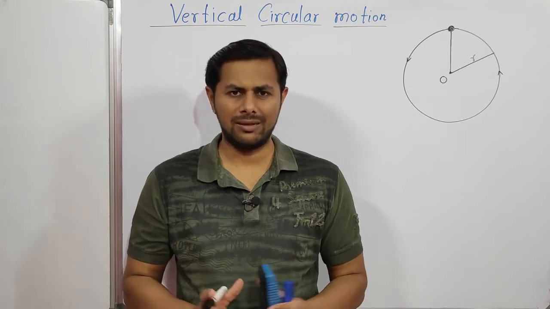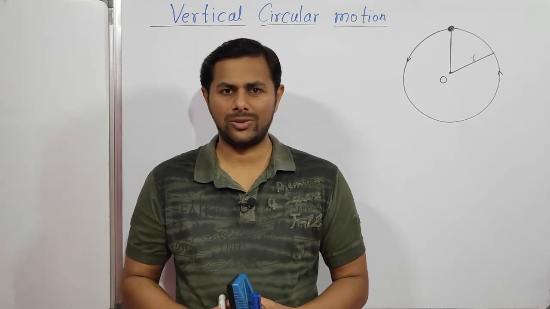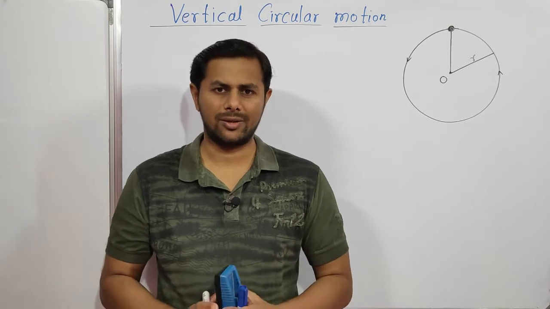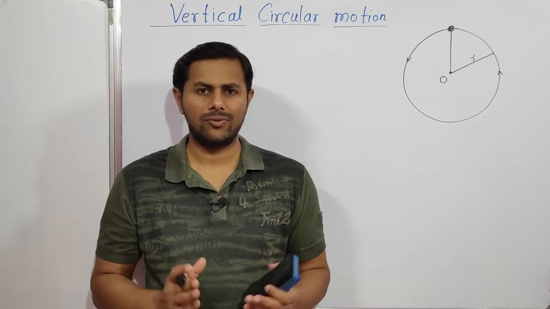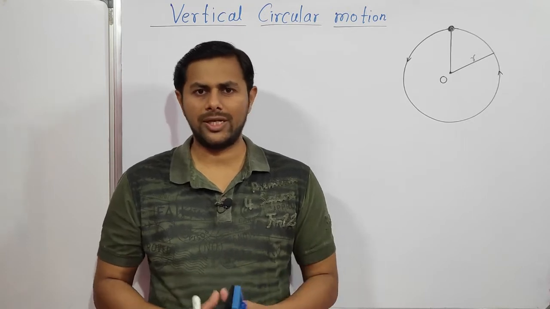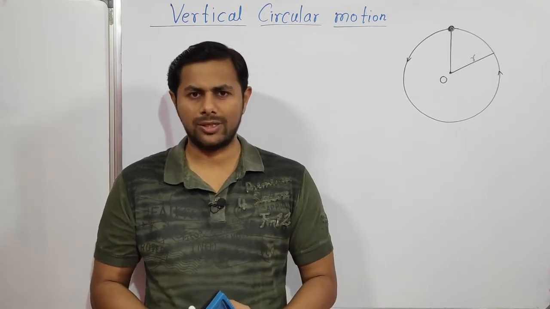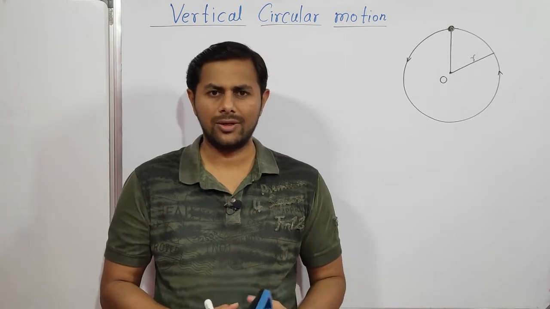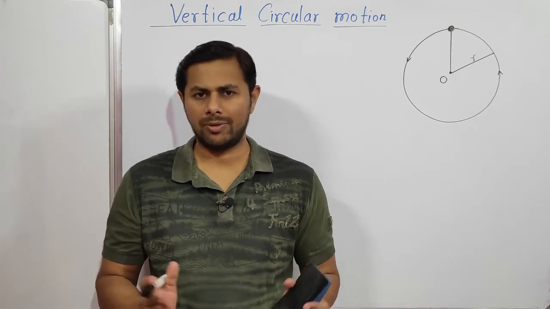Hi friends, I am Snehal and today we are going to talk about the vertical circular motion. So, we are going to apply the law of conservation of energy to an object performing vertical circular motion and we are going to derive an expression for its minimum speed.